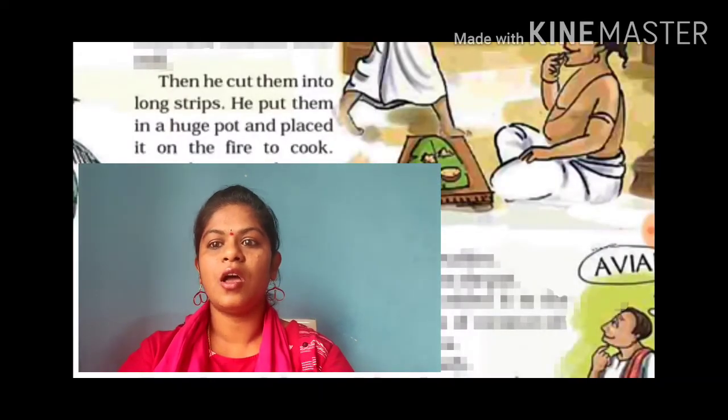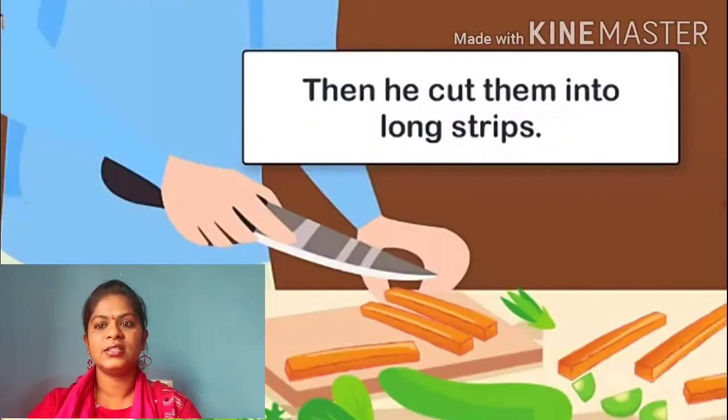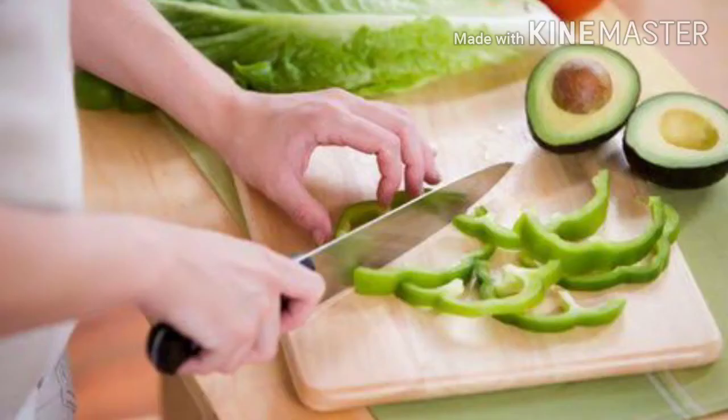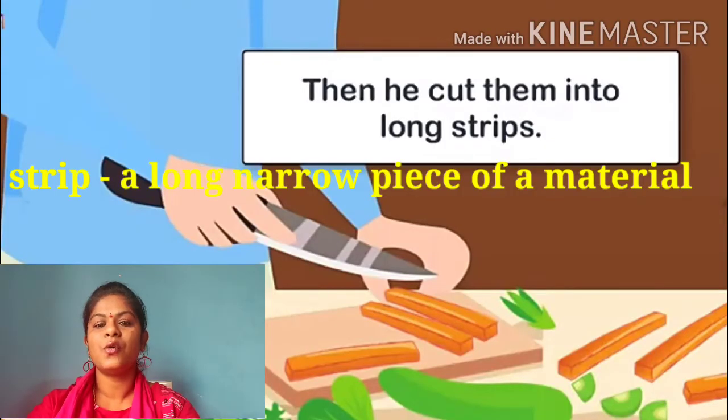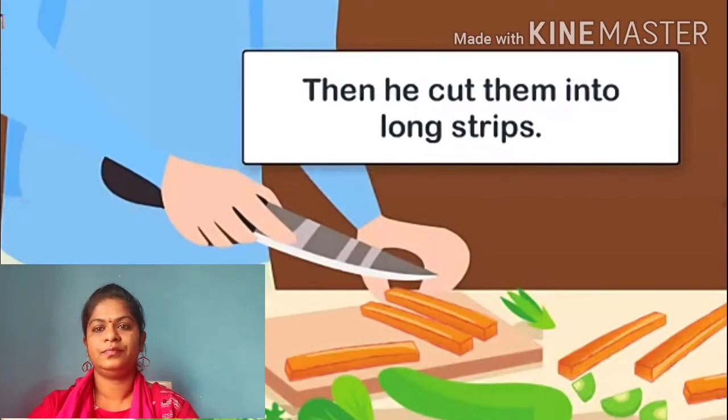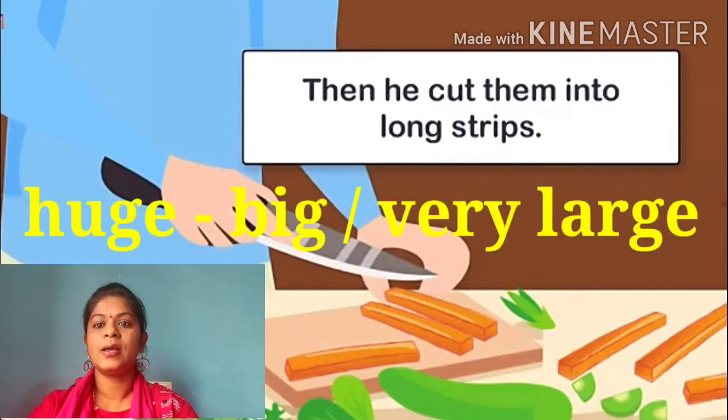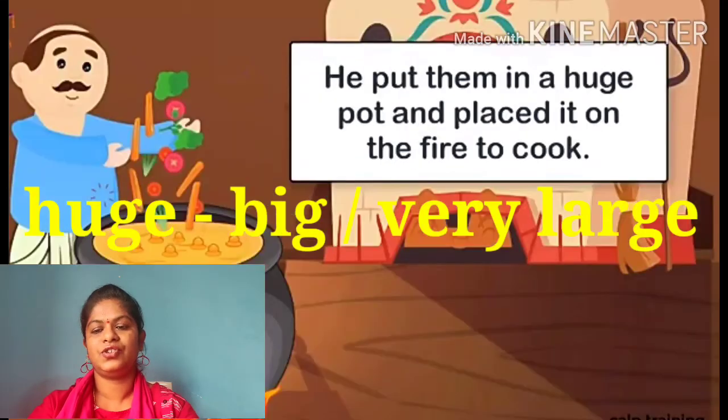Then he cut them into long strips. He put them in a huge pot and placed it on the fire to cook. By executing his idea, the cook cuts those clean bits of veggies into long strips. Strip means a long, narrow piece of a material. After cutting those scraps into thin slices and strips, he puts them in a huge pot. Huge means big or very large.